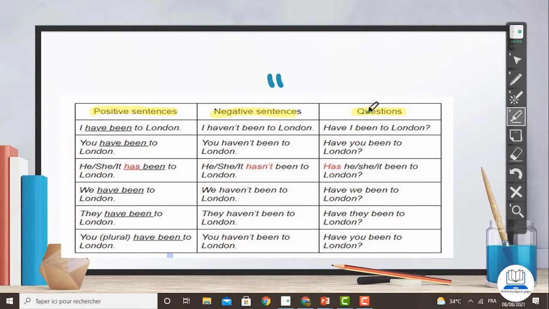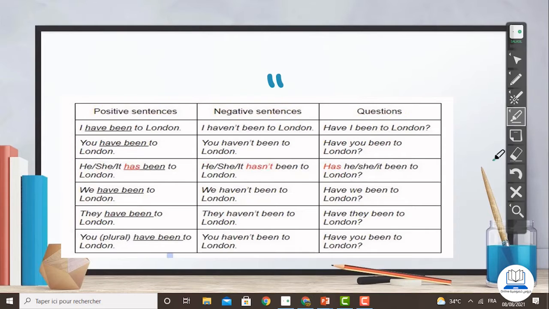Now questions. We are going to make the inversion of the verb and the subject. So have I been to London? Have you been to London? Has he, she, or it been to London? Have we been to London? Have they been to London? And finally, have you been to London? So this is how it changes with positive sentences, negative sentences, and questions.